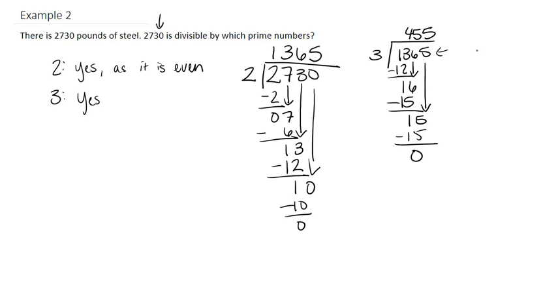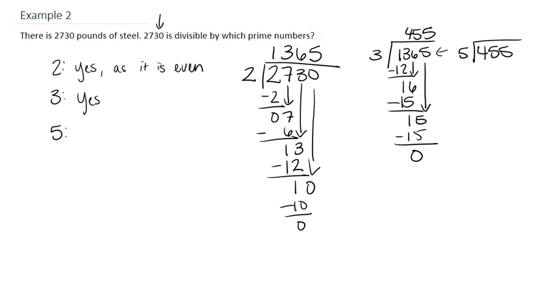So the next thing would be to take 455 and look at the next test, which would be 5. And we see that it ends in a 5. So we know it can be divided by 5. So let's go ahead and do this.